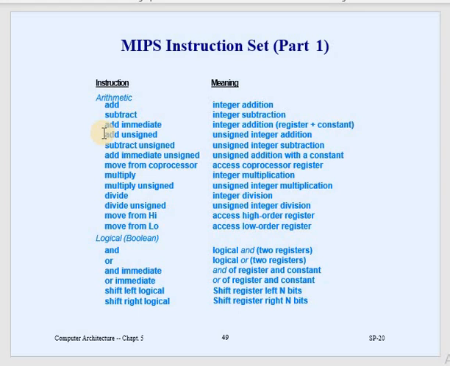And add immediate. The immediate means the constant. So add immediate means integer addition, that is the value of a register plus a constant. And add unsigned means unsigned integer addition. The normal add may be signed or unsigned, because here the flexibility is with the programmer.